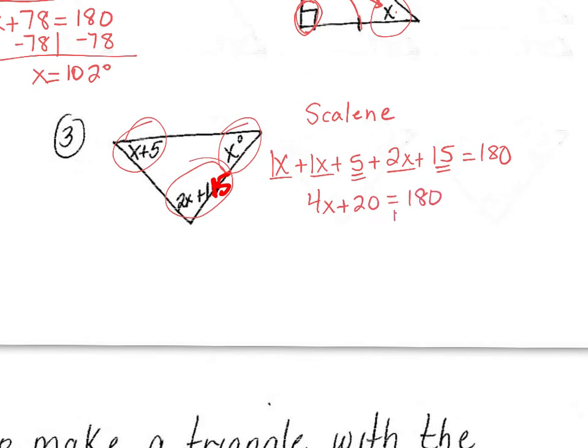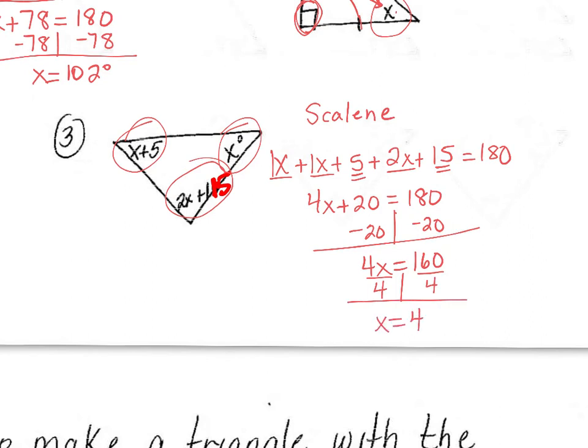Now we put our wall up and subtract 20 on both sides. We get 4x equals 160. We done? Now we're gonna put the wall back up and divide both sides by 4. X is gonna equal what? 40? We are not done yet.